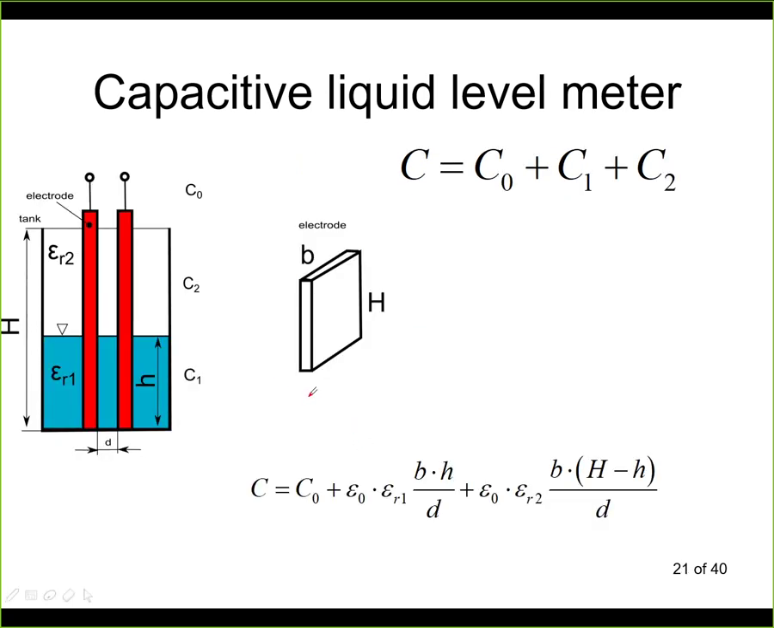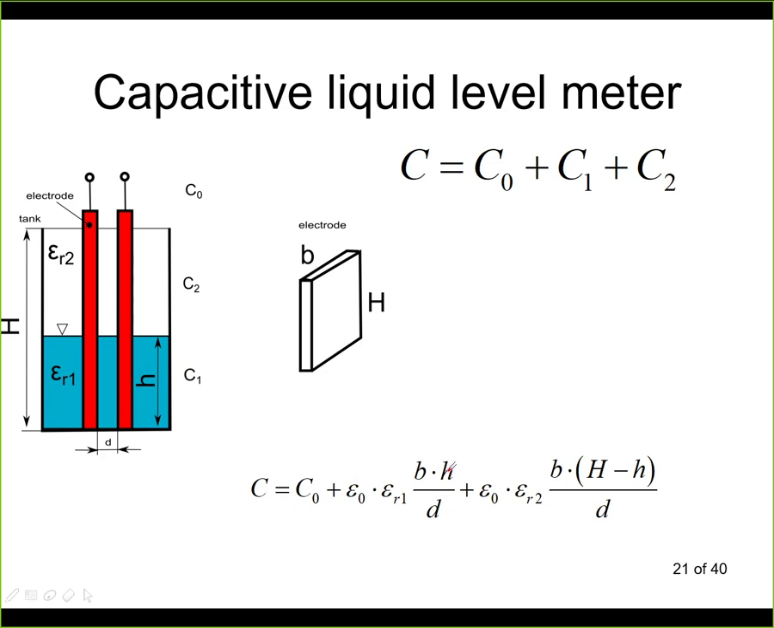Now let's take a look at how this will be different if we have the planar electrodes. So if it's a plate like this, we'll see that basically it's exactly the same thing. We have capacity C1. Here this is the capacity given by the liquid level. C2 is the capacity given by the air column here, and C0 is again the constant capacity of the cables and of the connectors and so on. Again, if we sum all those capacities, we'll be able to obtain this equation.